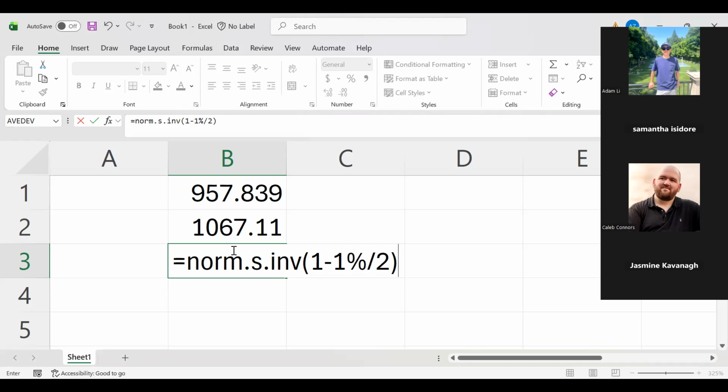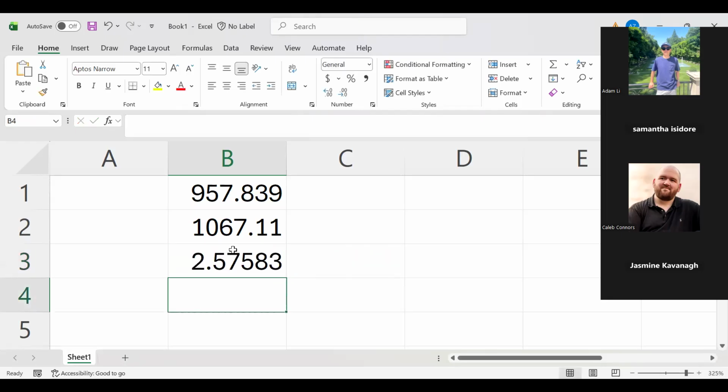Because both tails, left tail and right tail, occupy 1% divided by 2, that's the area on the right tail. So 1 minus that will be the accumulated area from the left.